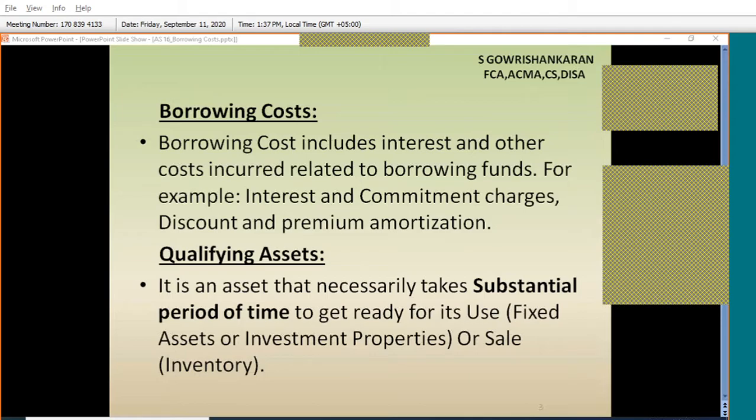Because if you are not using the asset, that is your decision, because the asset is already available for use. But you are not using it, then you can't claim it as a qualifying asset. It is already completed. Everything is completed. You are not using it, then you can't term that as a qualifying asset. Okay? So I hope you understood what a qualifying asset is. That is very, very important.